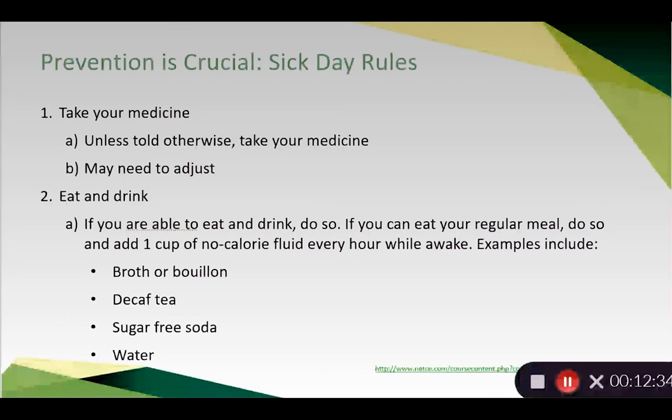So be sure your patient is instructed that they should take their medication unless otherwise told to do so, and that this may need to be adjusted. We want to ensure that our patients continue to eat and drink properly. So we want to tell our patients, if you're able to eat and drink, please do so. And if you can't eat your regular meal, please do that also. But because we're concerned that you may have some dehydration associated with higher blood sugars, be sure to add a cup of non-caloric, so no-calorie fluid, every hour while awake. And examples might include broth, bouillon, decaf coffee or tea, sugar-free sodas, and water.